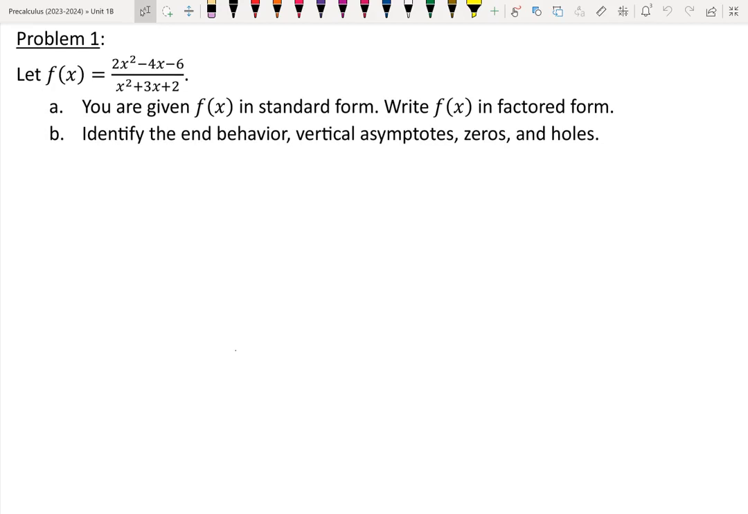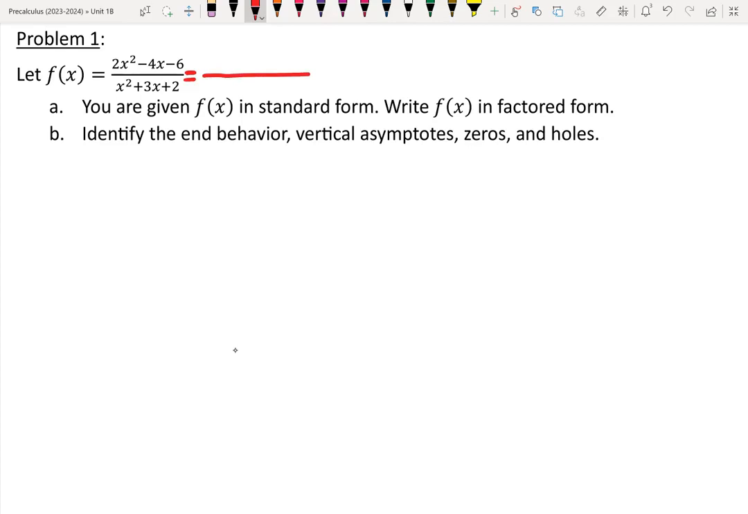Here we have a rational function, as we've seen several times recently. We're given this function. This is the form we call standard form. They want us to write this in factored form. It's a process that we've been using for a little bit now with our rational functions.